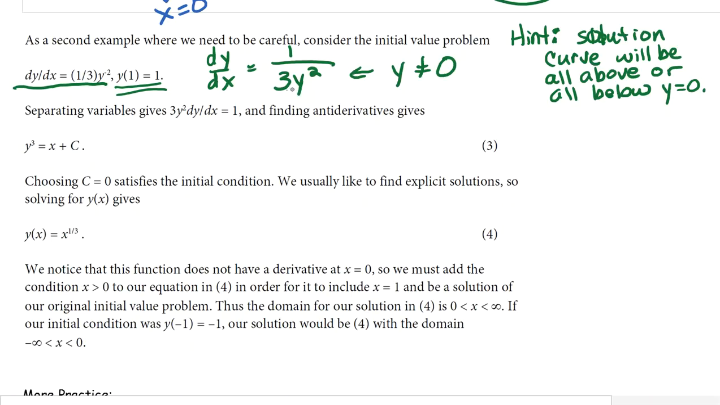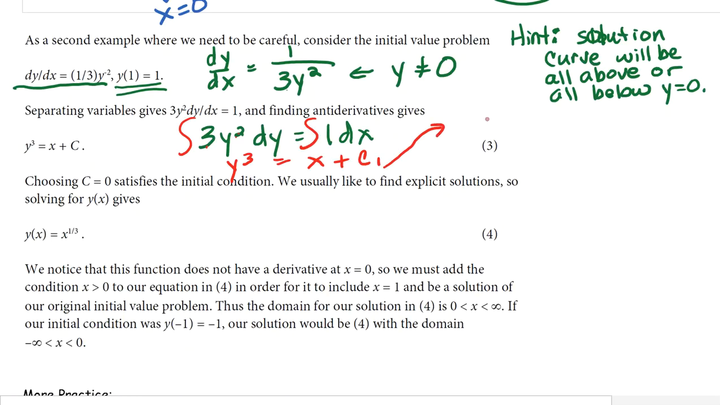So if I separate the variables, do you want to keep the 3 with the y, or do you want to keep the 3 with the x? That's really going to be your choice. Since it's in the denominator, I'm going to move it with the y. And then when we integrate, notice that this 3 worked nicely with the y squared, so it facilitates our power rule. And on this side, the antiderivative plus a constant.